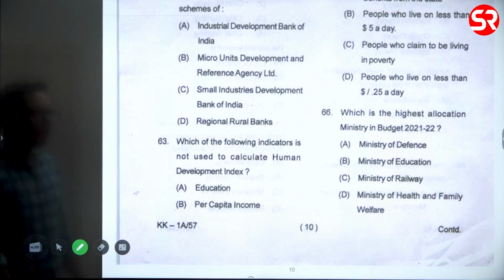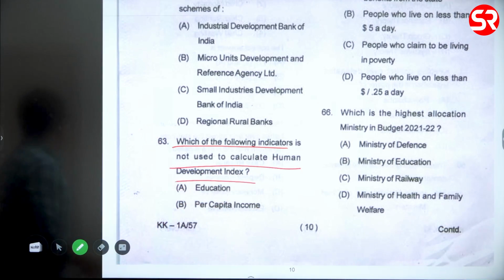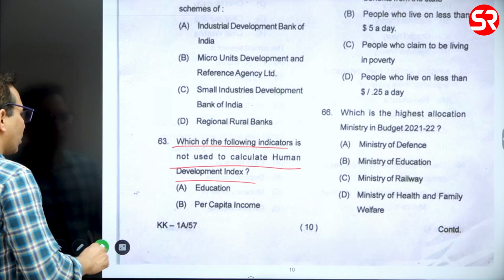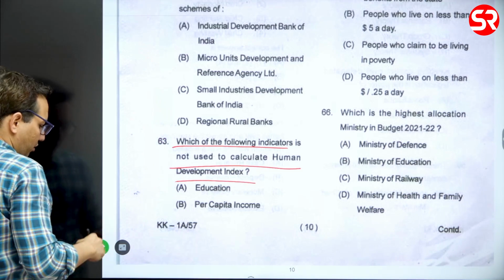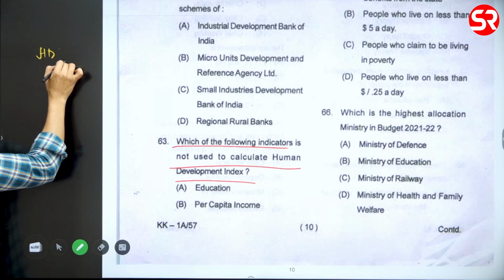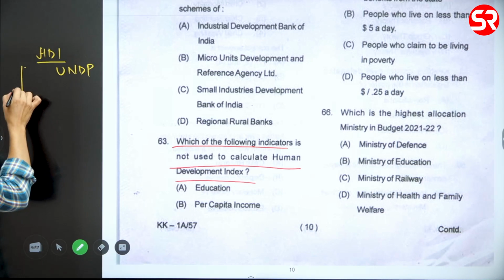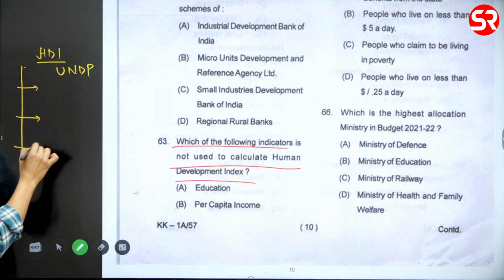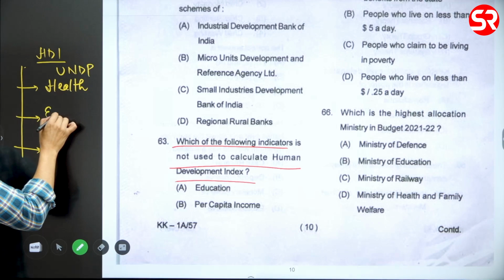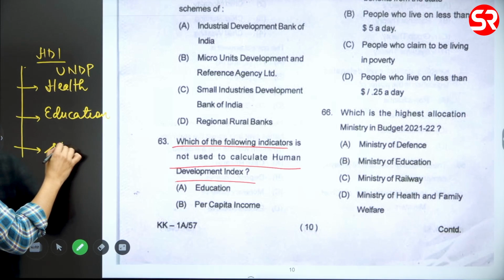Next question. Which of the following indicators is not used to calculate Human Development Index? Look, Human Development Index, it's better I write over here. Human Development Index, this index is brought by UNDP every year. And it basically focuses on three dimensions. First dimension is health. Second dimension is education. And third dimension is standard of living.